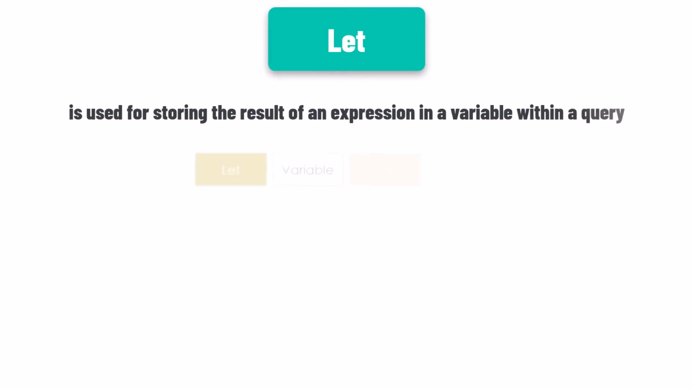The let clause in LINQ is used for storing the result of an expression in a variable within a query. This is particularly useful when you have a complex expression that you need to use multiple times in a query. By using let, you can compute the expression once, store it in a variable, and then reuse that variable, making your query more efficient and readable. Let's check the following example to see the power of the let clause.